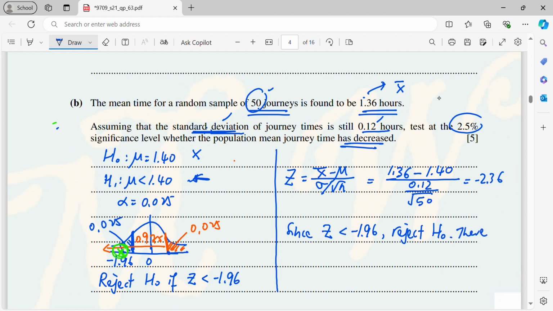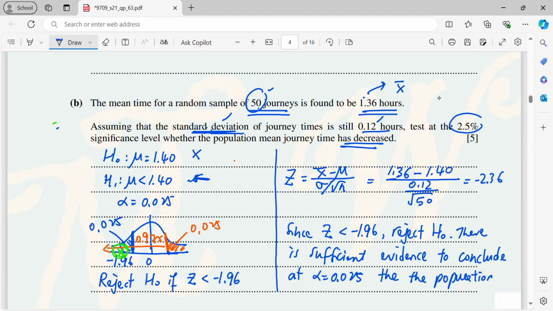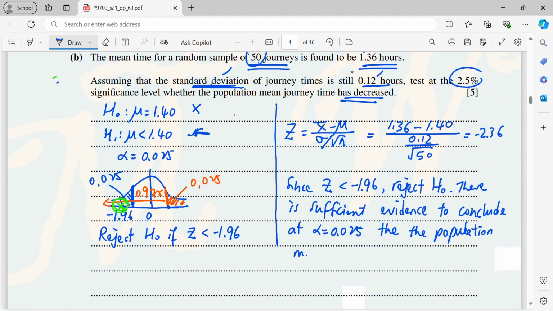So there is sufficient evidence to conclude, at alpha equals 0.025, because this decision is only valid for alpha equals 2.5%, that the population mean journey time has decreased. Alright, so this is the solution for part B.